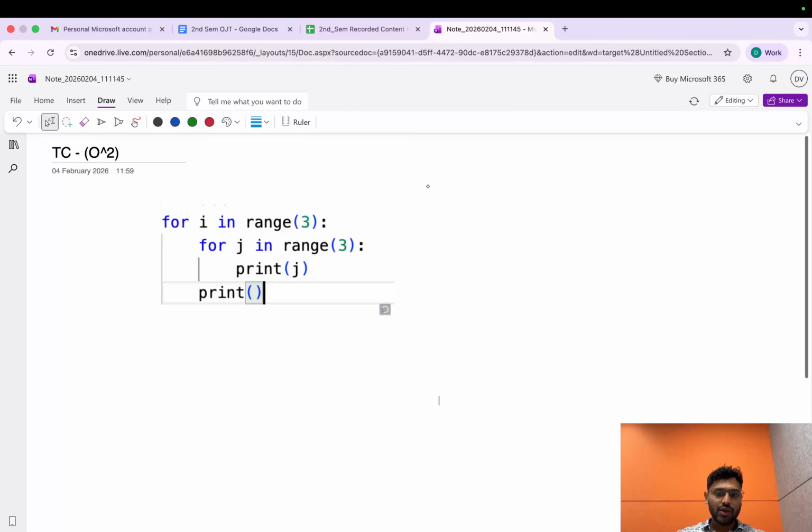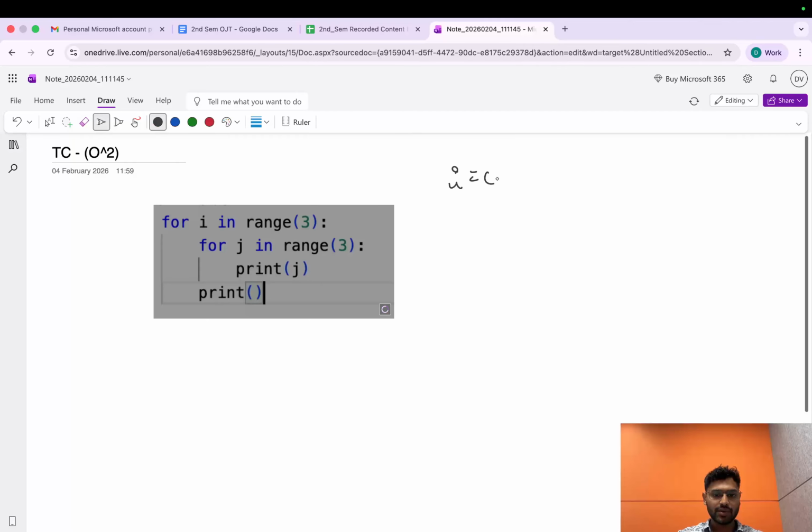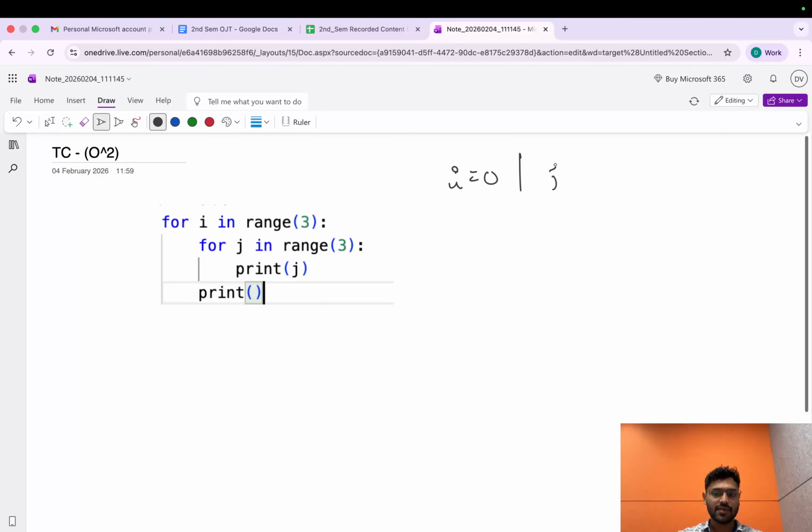For I value 0, inner loop will run how many times? 0, 1, 2, right? And we are printing 0, it's fine. And we are worried about how many times it runs. And it goes to new line.